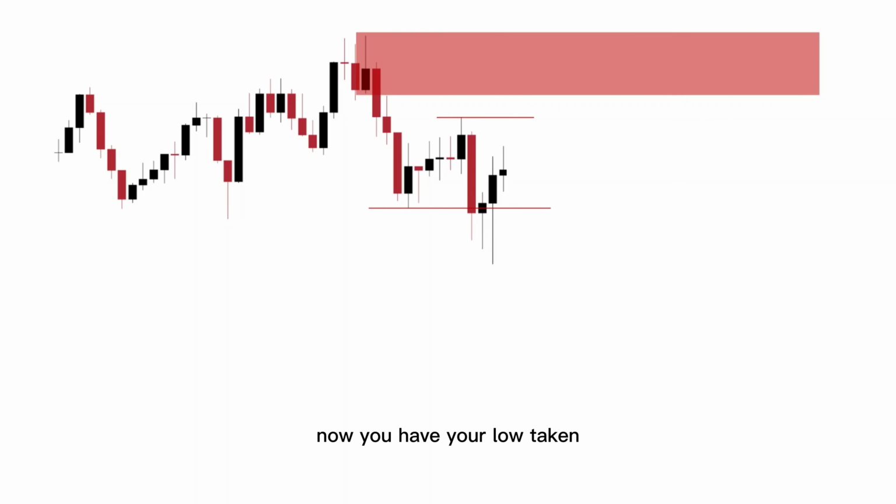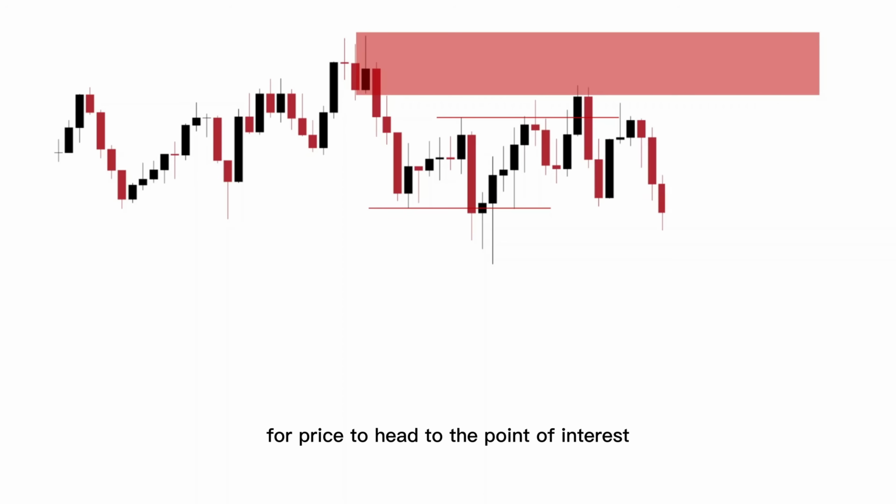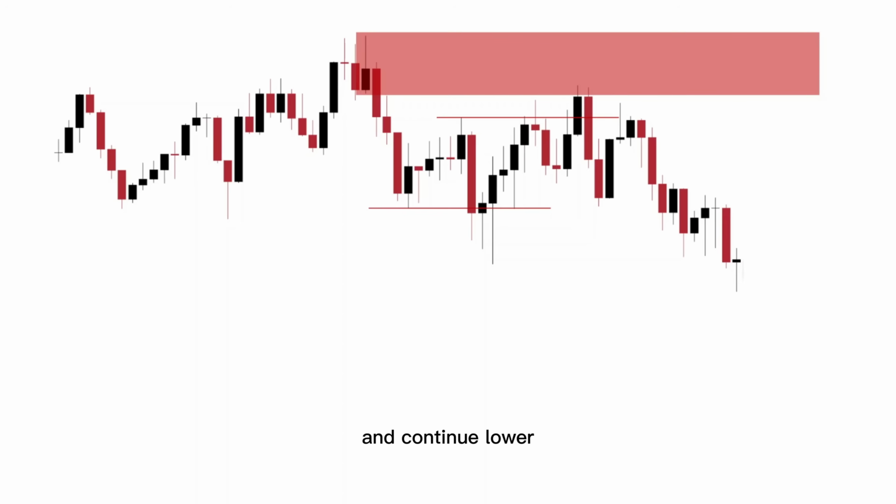So here's an example of external to external inducement. Your point of interest has been formed. Now you have your low taken. Now you have your high taken. For price to head to the point of interest and continue lower.